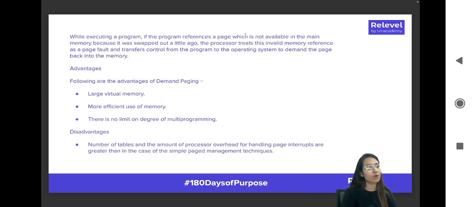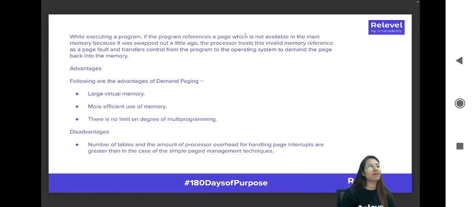When we talk about the advantages of demand paging, first of all, it provides a large virtual memory. Secondly, it gives you a very efficient use of memory. And thirdly, there is no limit on the degree of multi-programming that you can do with demand paging.